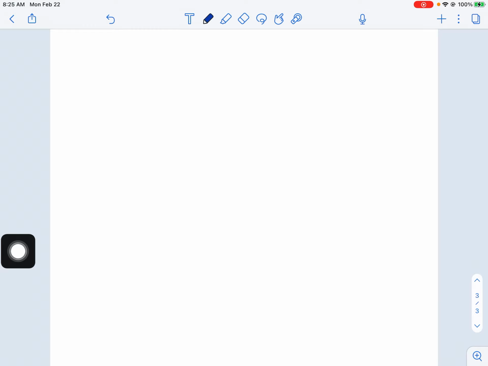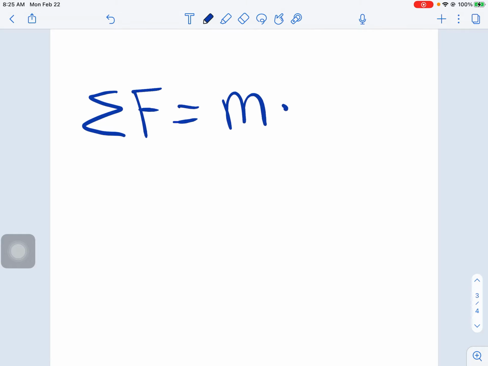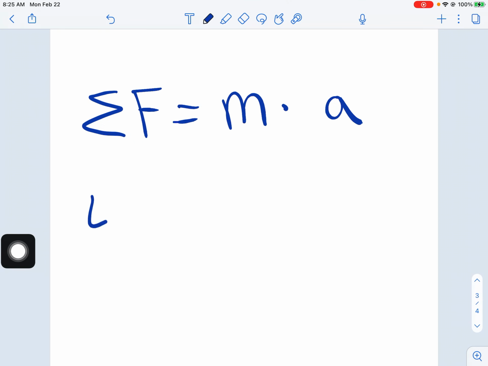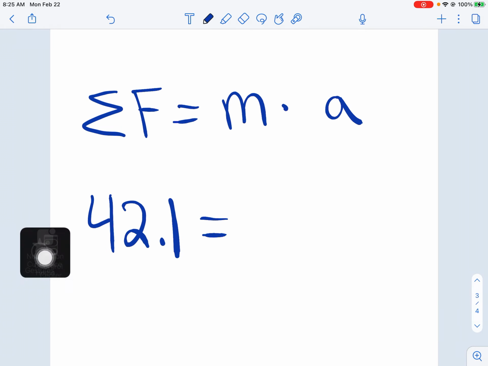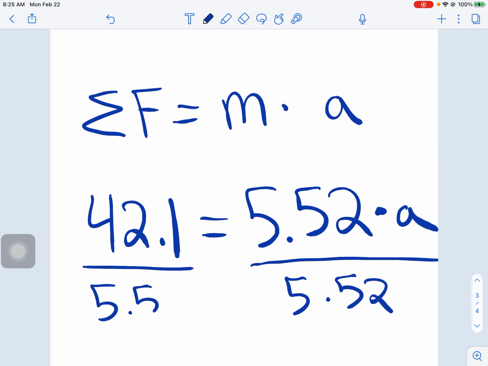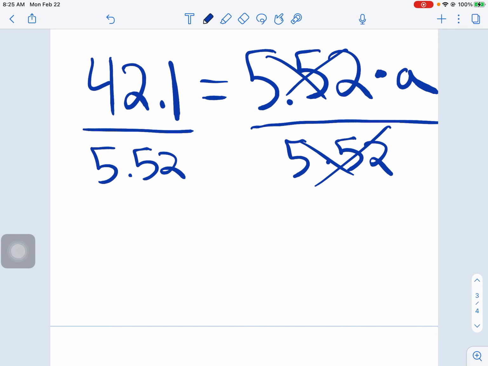To find the acceleration, all you have to do is use your equation here. This is Newton's second law. This little symbol just means net force equals your mass times your acceleration. So we know our net force was 42.1 newtons, and our mass was 5.52 kilograms, times A, because we have that acceleration there. And then to solve for it, you want to isolate that variable. You've heard that before, so you've got to use the opposite operation. This is a multiplication symbol, so we've got to use divide. You've all done this before, 5.52. And then this side cancels out. Whatever you do to one side, you do the other.